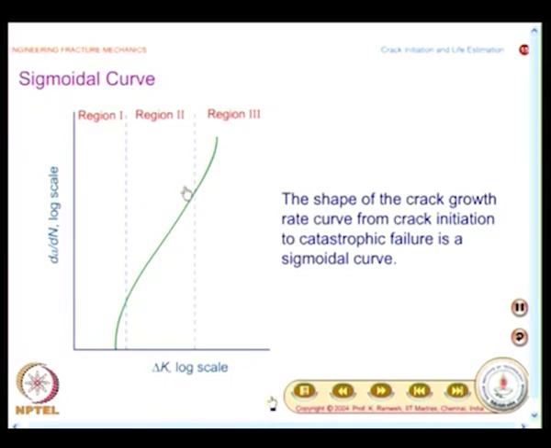Currently, we know how the crack grows in region 2. So, we would see region wise what are the issues that are important, what happens in region 1, what happens in region 2, what happens in region 3. This is the way we will look at it.